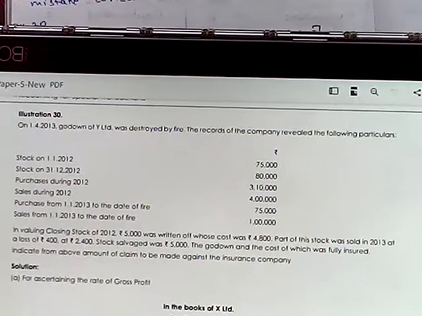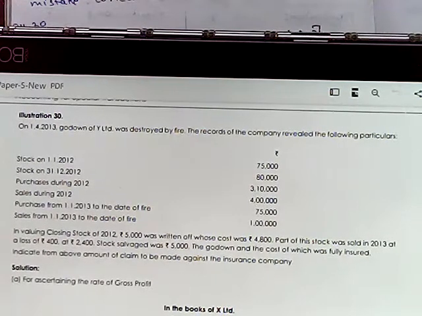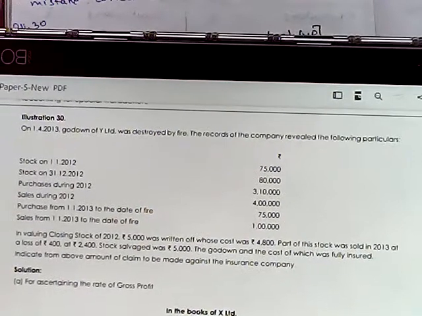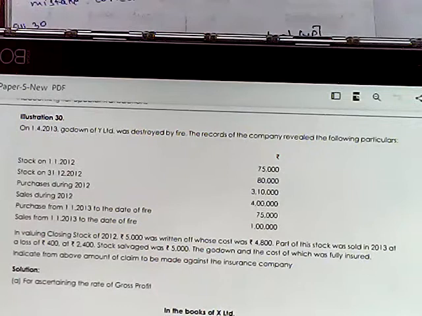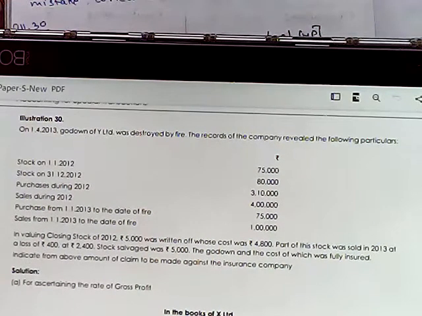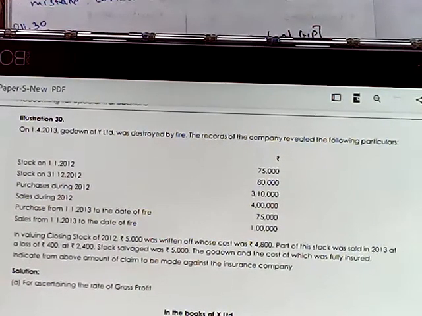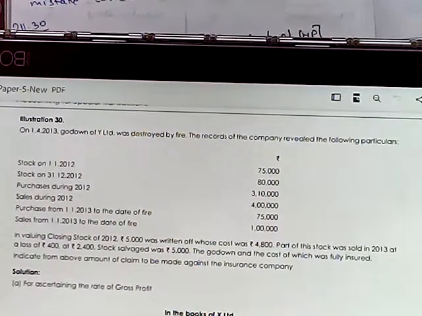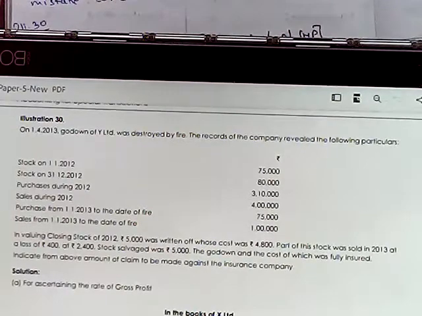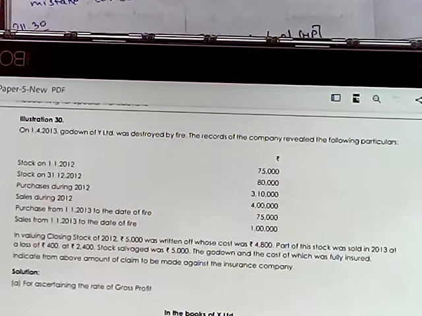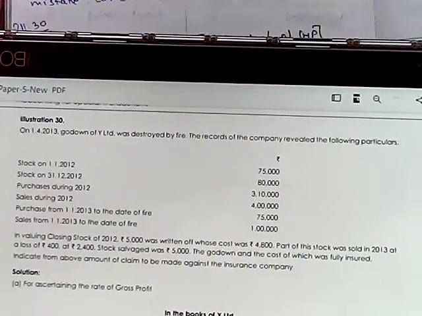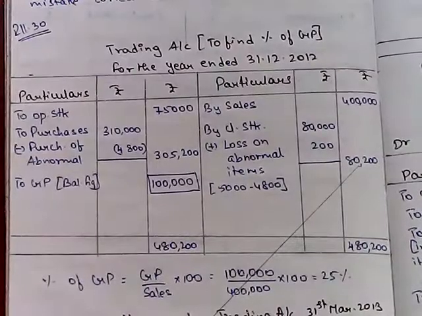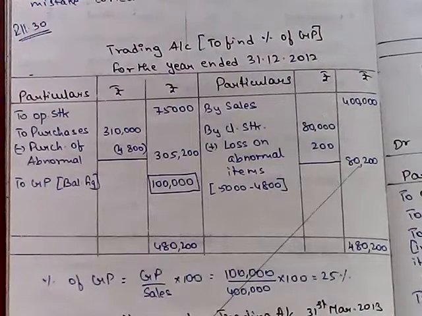In valuing the closing stock of 2012, 5,000 was written off. Whole cost was 4,800. Part of the stock was sold in 2013 at a loss of rupees 400 at 2,400. Stock salvaged was 5,000. The godown and the cost of which was fully insured. Indicate the above amount of claim to be made against the insurance company. Okay, so moving on with the solution.